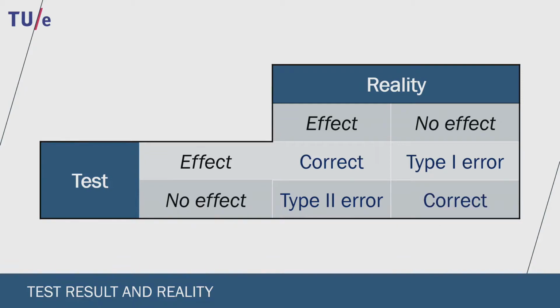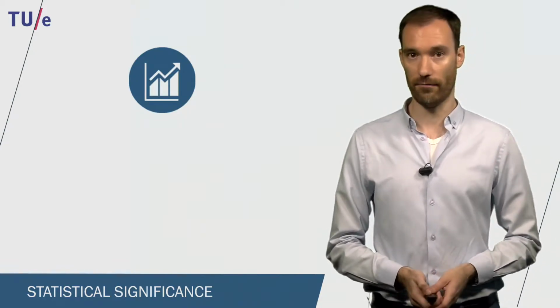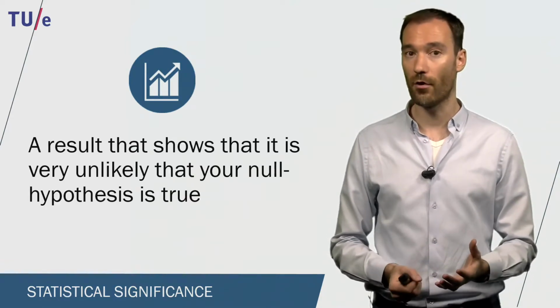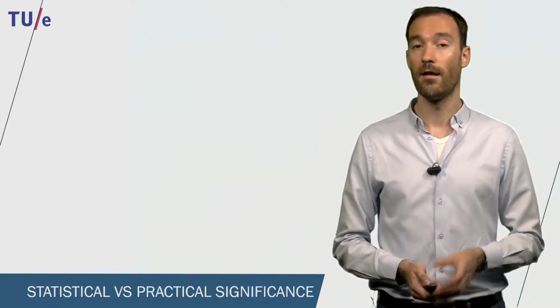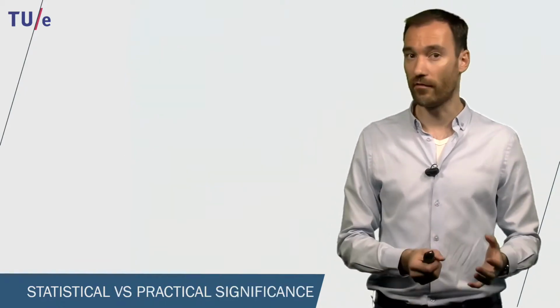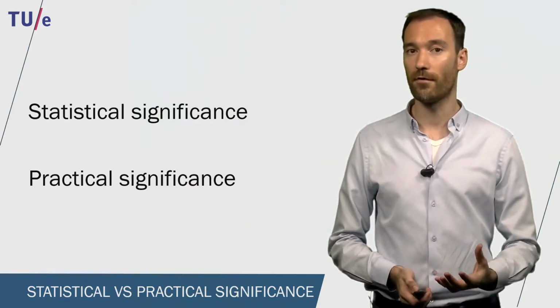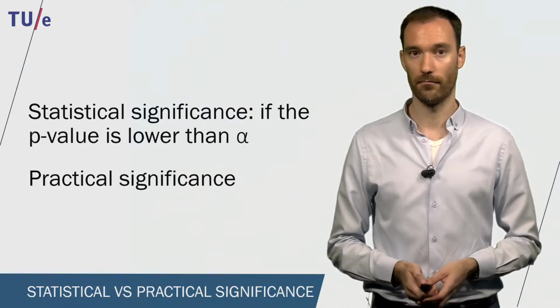The final result is when our test shows no effect and there is indeed no effect in reality. In this case, we are again correct. Whether or not a test shows an effect is determined by statistical significance. Statistical significance indicates a result that shows that it is very unlikely that your null hypothesis is true. There is an important difference between statistical significance and practical significance. Statistical significance occurs when your p-value is lower than your alpha value.